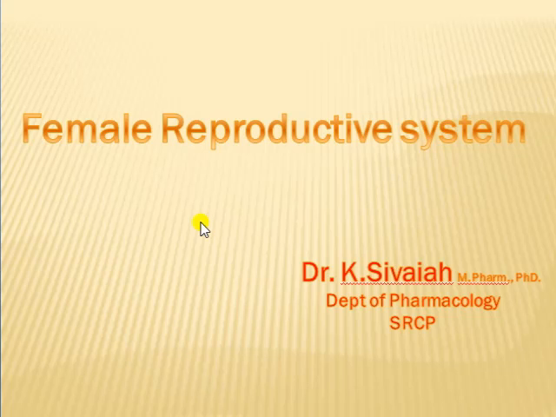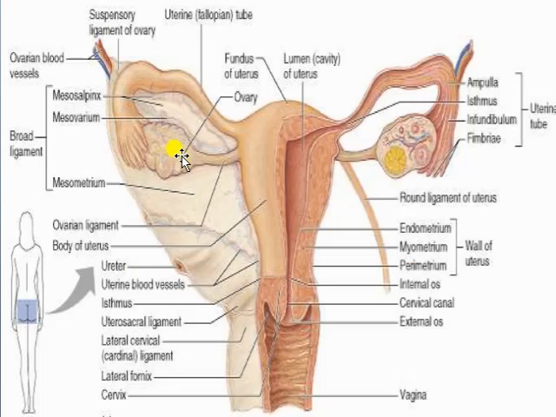The production is asexual reproduction. So in the female reproductive system, we have to study structure and functions. This is the structure of the female reproductive system.